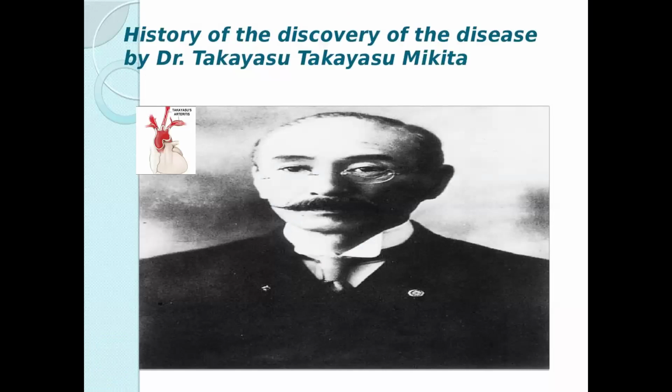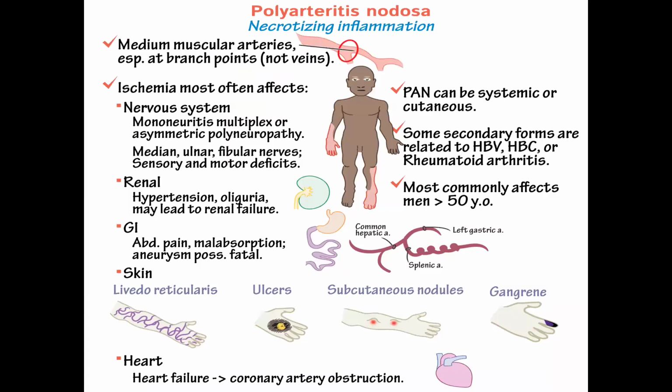And this is basically Dr. Takayasu, the founder of Takayasu arteritis. Polyarteritis nodosa, or necrotizing inflammation. It's a necrotizing inflammation affecting the medium-sized arteries, especially at branch points. Ischemia most often affects the nervous system.